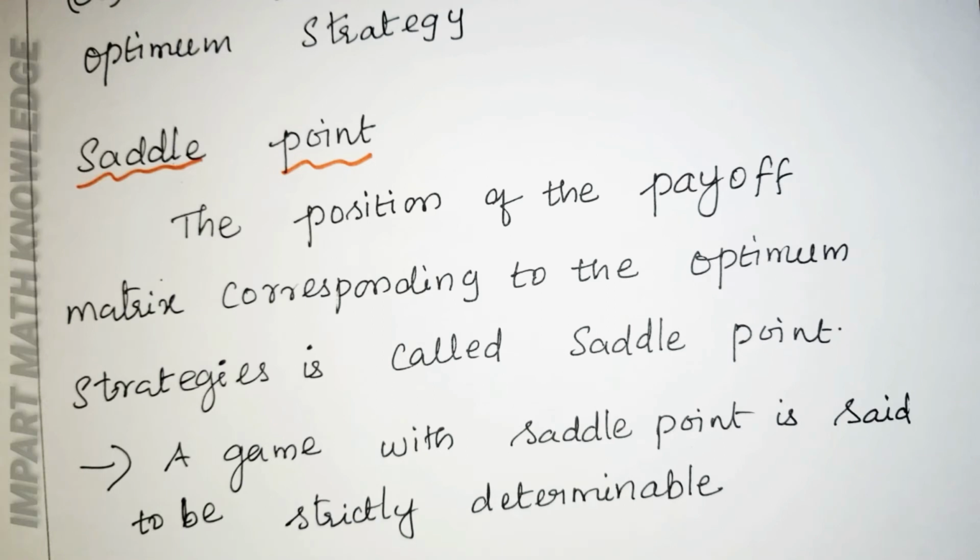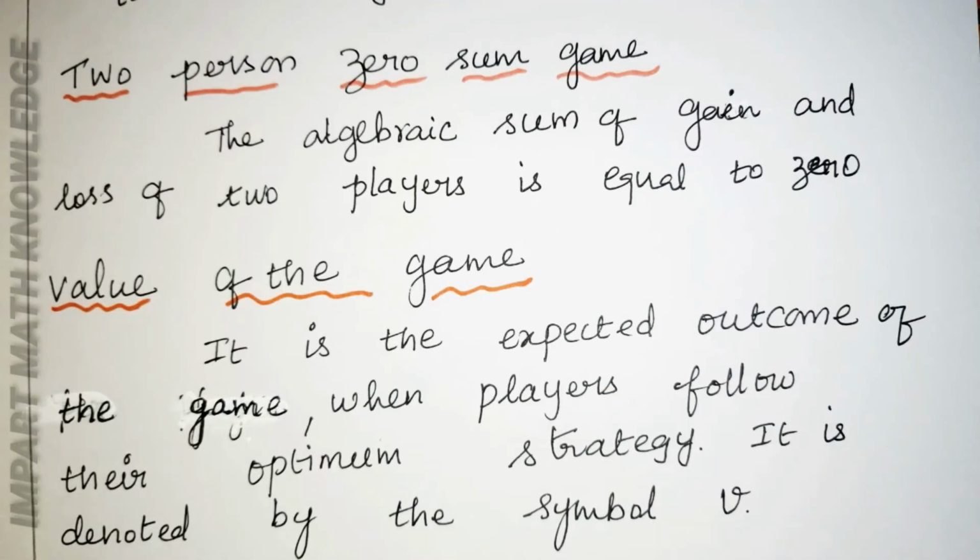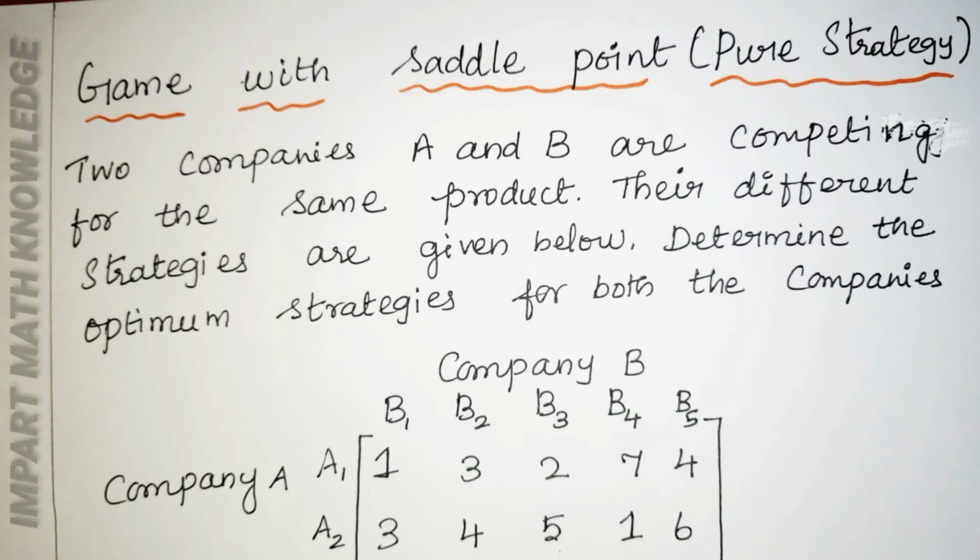That is, if the maximin value is equal to the minimax value, then the corresponding coincident point we call a saddle point. Two-person zero-sum game: the algebraic sum of gain and loss of the two players is equal to 0. That is, one player's loss will be equal to the other player's gain. Value of the game: it is the expected outcome of the game. It is denoted by the symbol V. Game with saddle point: pure strategy.